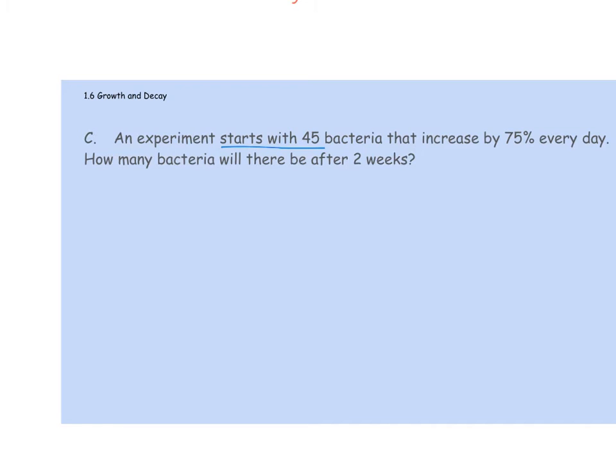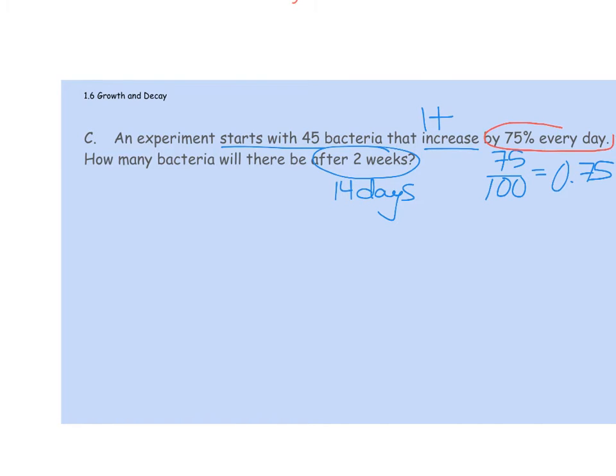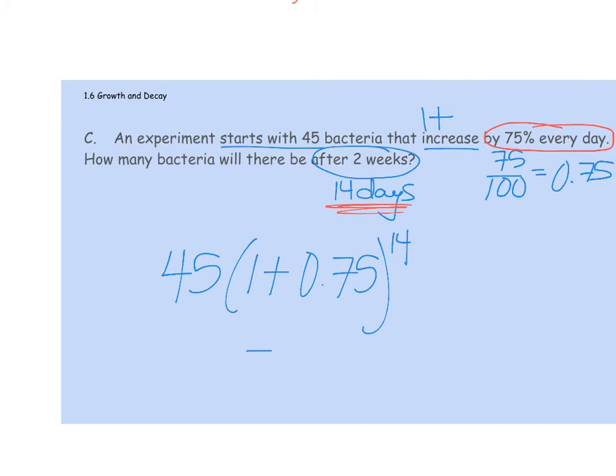Starts with 45 bacteria. Increase is that 1 plus, and then the 75% I divide by 100, 0.75. We want to know how many bacteria will there be after 2 weeks. That's 14 days. And so that's where the t kind of depends. Here above it says it increases by 75% every day. That's why we have to convert that to days down here. Okay, so 45, we said it was 1 plus 0.75, and then to the power of 14.